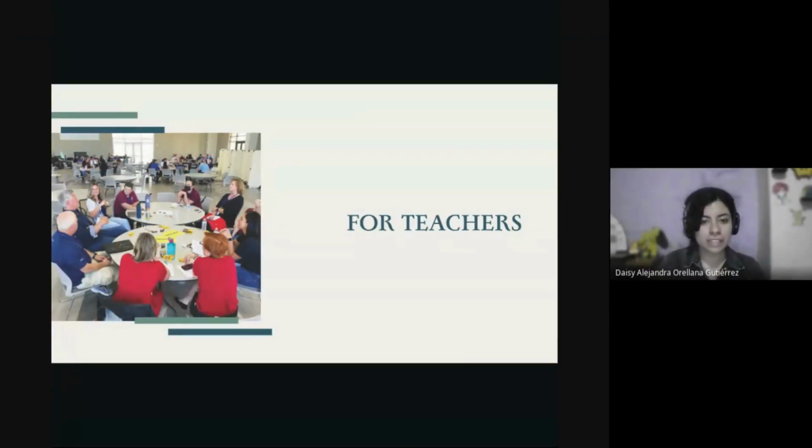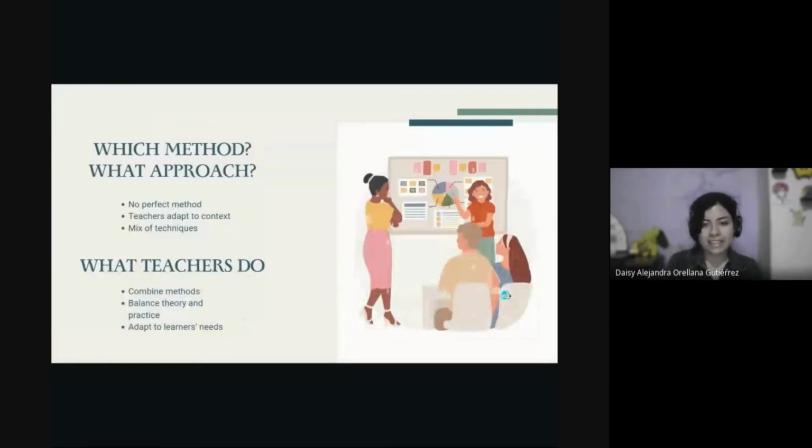Okay, as we've seen so far, there are plenty of methodologies that we as teachers can use. So that makes us think, which method is the best? What approach should I use? Well, as we've seen, there's no perfect methodology for teaching languages. Every classroom is different and every group of students has different needs. That's why we teachers have to adapt and combine several techniques and methods instead of just following one.